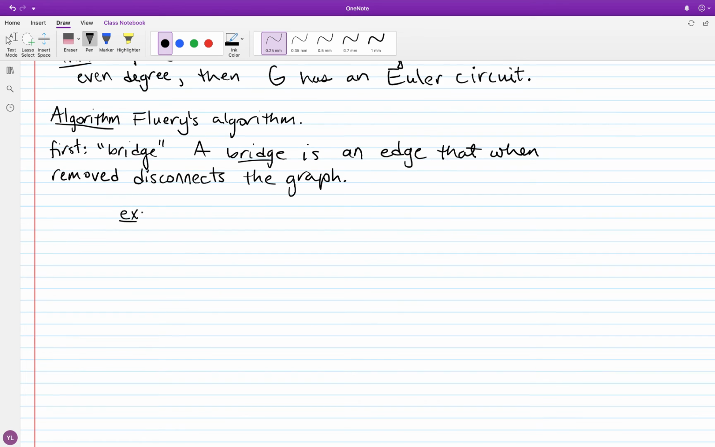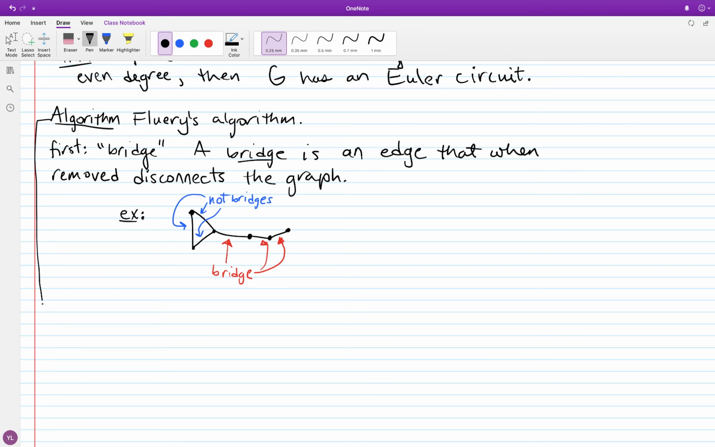Okay, so let's take a look at some examples so you get an idea of what a bridge is. Let me make some drawings here and identify the bridges and the non-bridges. In this graph, you can see that these edges to the right are bridges, because if I were to erase any one of them, they would split the graph into two pieces. These edges that are involved in the triangle are not bridges, because when you erase them, they do not split the graph up.